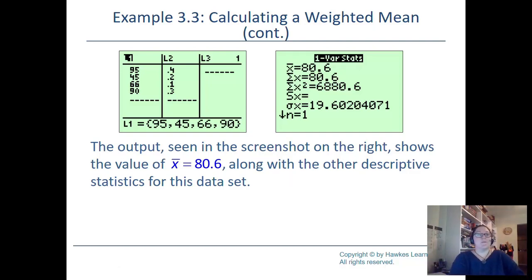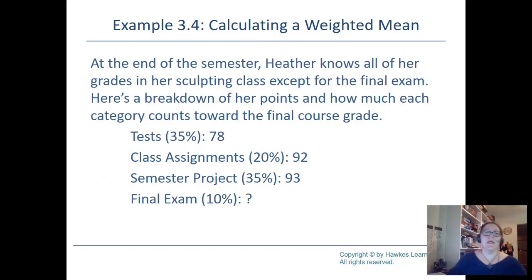Again, looking at that side by side so you can see everything, we can see that x-bar was our 80.6. Again, there is some other stuff. There's even a little down arrow. We'll get to those in another video, what those all are, but we will be learning so much about all of this at a later date. Okay, so let's try another example. At the end of the semester, Heather knows all of her grades in her sculpting class except for her final exam.